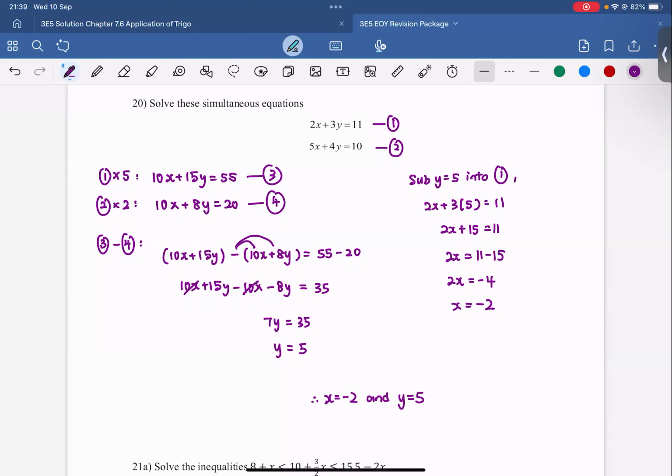3 marks, honestly. Anyway, your calculator can do simultaneous equation. Okay, can solve for you, and then you just check whether your answer is correct or not. Probably show you in class. It's just for checking.